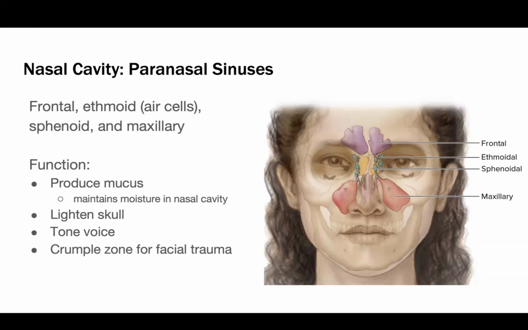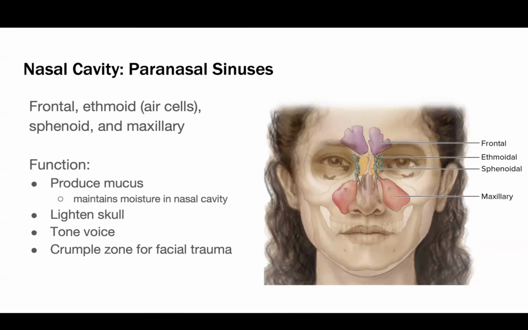Now, why do we have these large sinuses? Your nasal sinuses are going to contain mucous membranes that produce mucus to keep your nasal cavity all moist. We don't want it drying up because there's so much neurovasculature on the internal walls of your nasal cavity. Letting it dry out would not be very good.